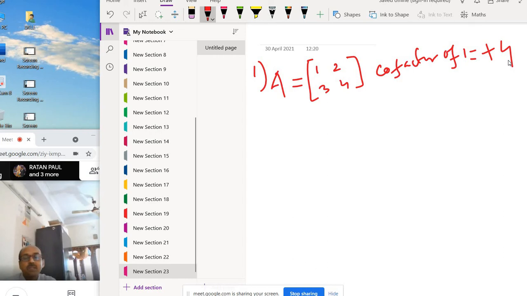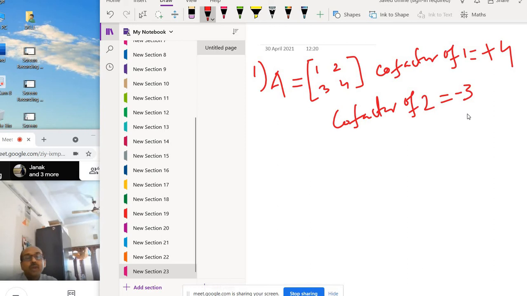Next element is 2. So cofactor of 2 is, deleting corresponding row and column along 2, the element 3 is left. So cofactor of 2 is 3 and the sign is plus, minus, then second one, so minus 3. So cofactor of 2 is minus 3.